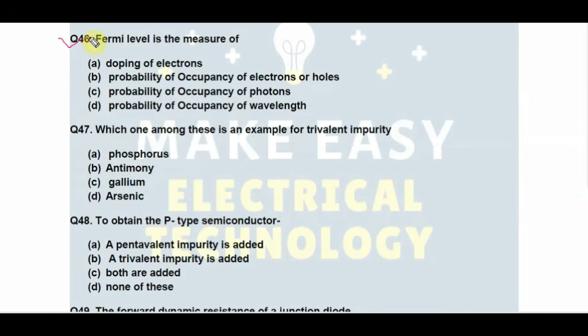In the next question, Fermi level is the measure of the probability of occupancy of electrons or holes. Option B is the correct answer.